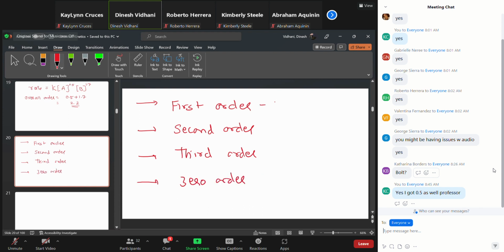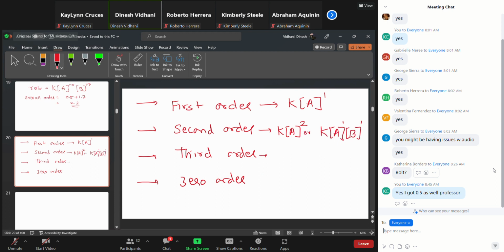Now, what do we mean by first order reaction? That means if I write down the rate, it's going to be equal to the concentration of only one reactant, and that's going to be order of 1. In your second order reaction, you can have one reactant raised to the power of 2. This is a second order reaction. Or you can have another possibility where you have 2 reactants, each raised to the power of 1. That's going to be your second order reaction.